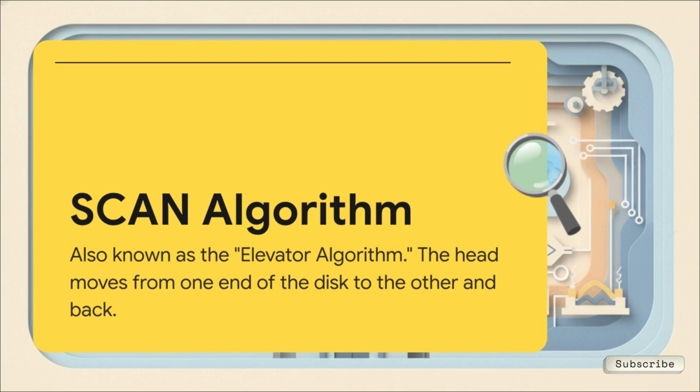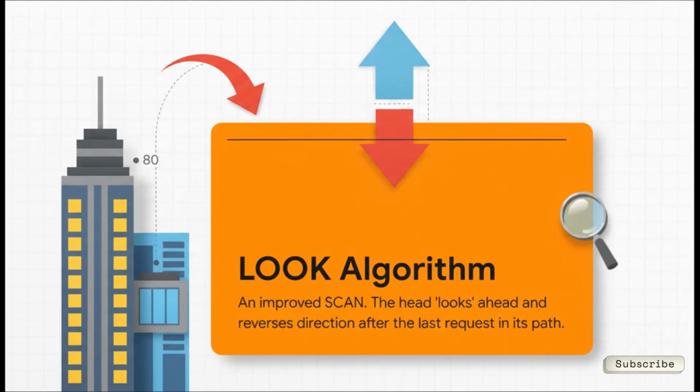Then it turns around and does the exact same thing all the way back down. It's predictable, sure, but it's not always the most efficient. And that brings us to the much smarter version, the look algorithm.